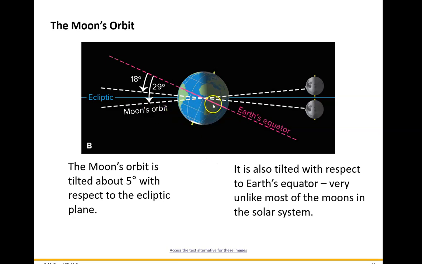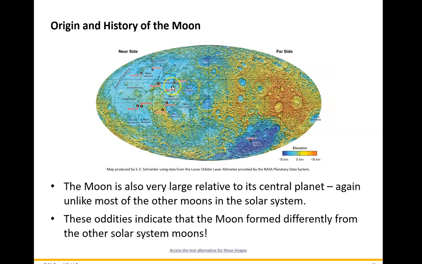And when they don't line up with the equator of the host planet, that tells you that the moon had some different type of origin, that it did not start at the same time that its host planet did. All right, so that's leading us to the origins of the moon.